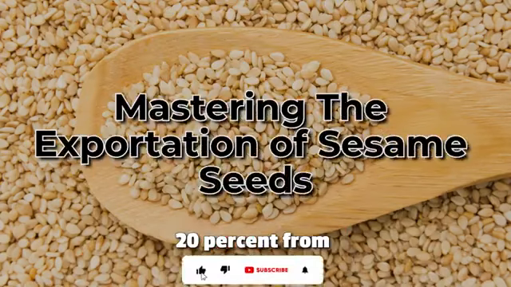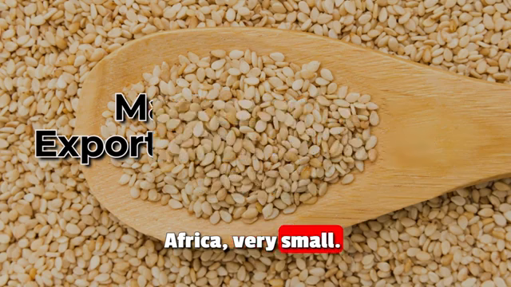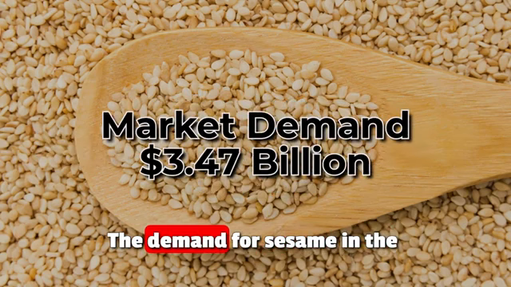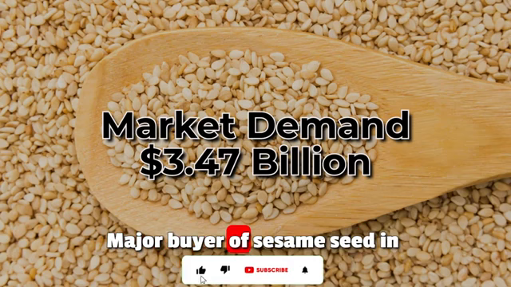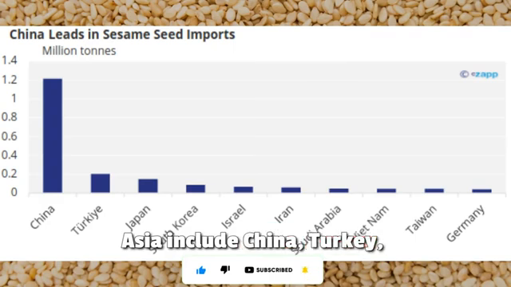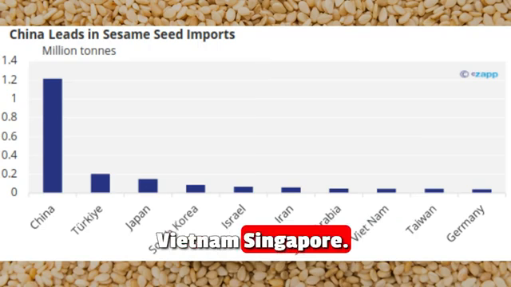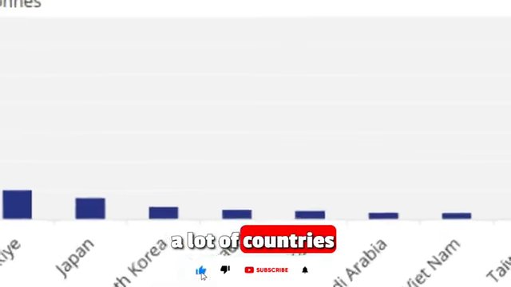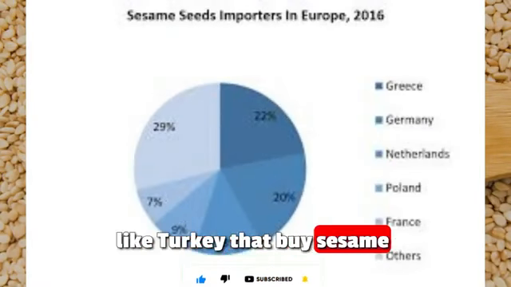There may be about 20% from Europe, North America very small, and of course Africa very small. Major buyer of sesame seed, the demand for sesame in the world is $3.47 billion. Major buyers of sesame seed in Asia include China, Turkey, Japan, South Korea, Israel, UAE, Vietnam, Singapore, and that's why you notice there are a lot of countries in Eastern Europe, like Turkey, that buy sesame seed.